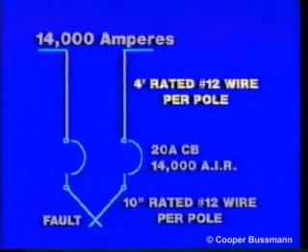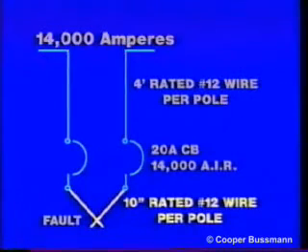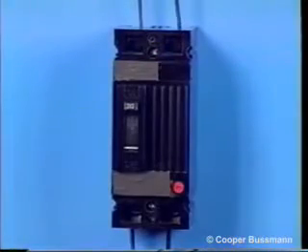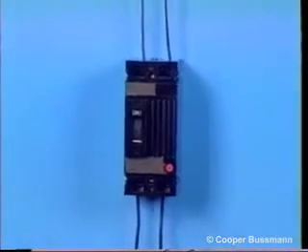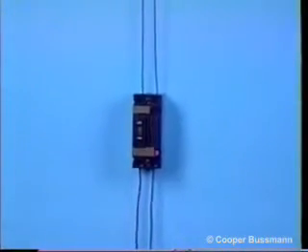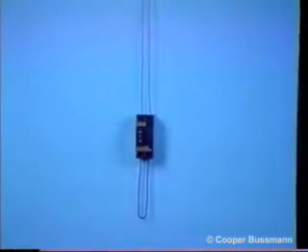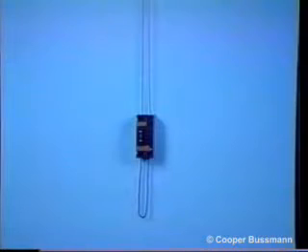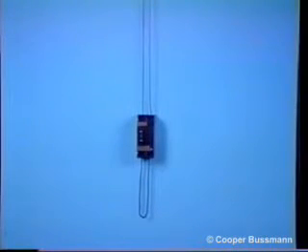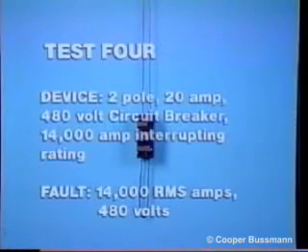The test circuit includes 4 feet of number 12 copper line side wire per pole and 10 inches of number 12 copper load side wire per pole to create the fault. Note that this length of rated conductor can supply a significant amount of the circuit impedance for breakers rated 100 amps and less. This will reduce the available short-circuit current that the breaker is required to interrupt.